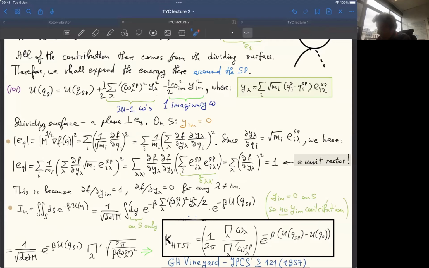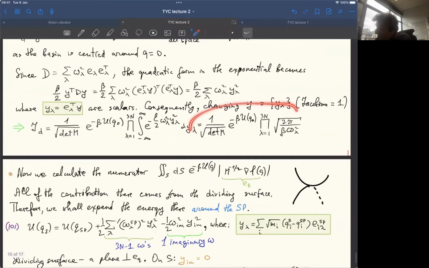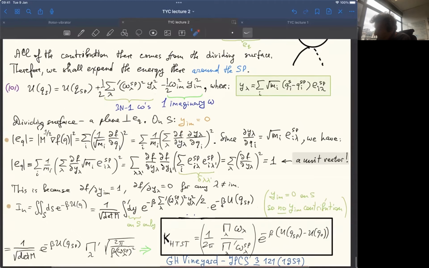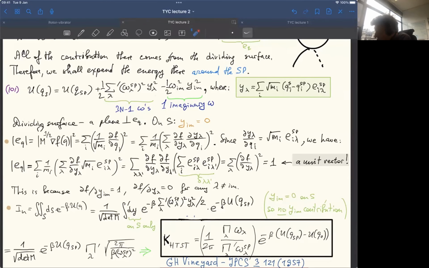If you perform this integration, you obtain this result, which now contains vibration frequencies only within the dividing surface. That is denoted by this prime here. Dividing this result by our previous result for the denominator, we obtain the final expression due to Vineyard, 1957, this reference for you, which shows that the transition rate is given by the following.